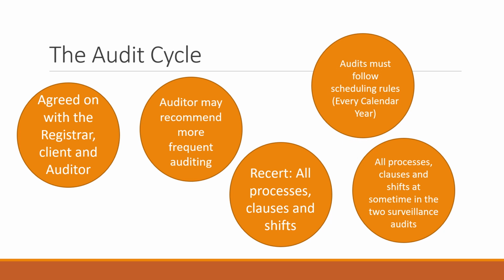The audits have to follow scheduling rules. Usually you're given a target date, and the audit has to be scheduled within 60 days of that, and that rule varies by the registrar. You're required to have 1 audit per calendar year.